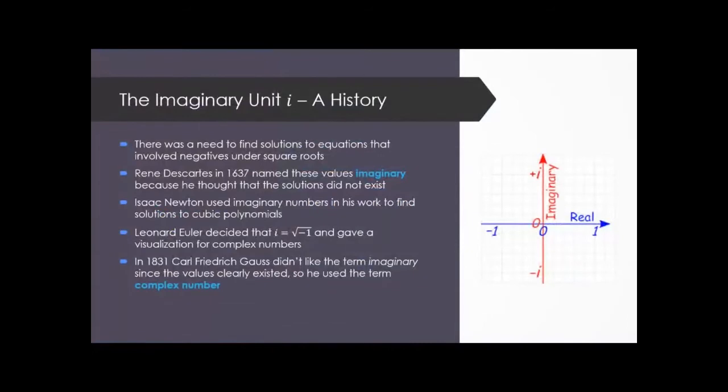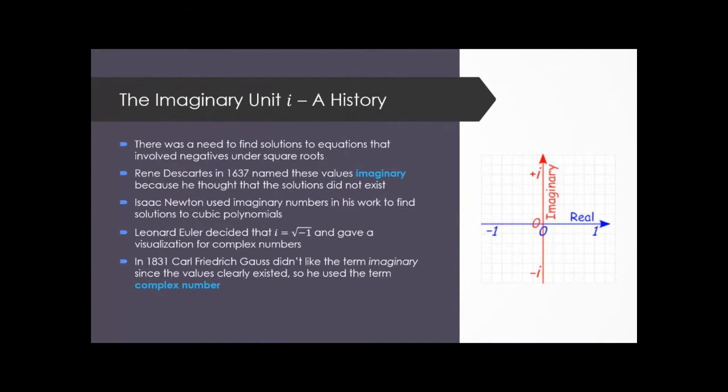So, looking at basically a little history of the imaginary unit. This came about because people were trying to find solutions to equations that involve negatives inside a square root. And they're like, what do we do with this? Because we have this equation, it seems like we should be able to find this solution. The work on complex numbers and imaginary numbers started in the 1500s, but they didn't really get officially named. They were described, but they were not named until 1637.